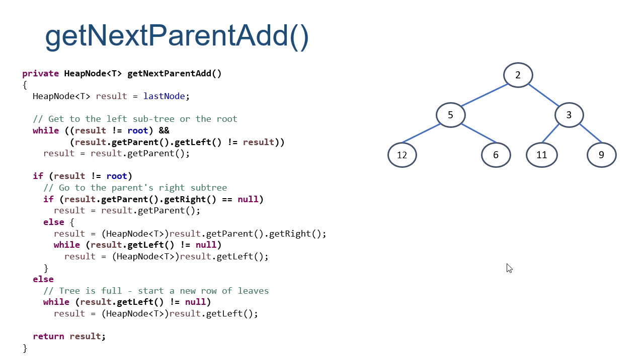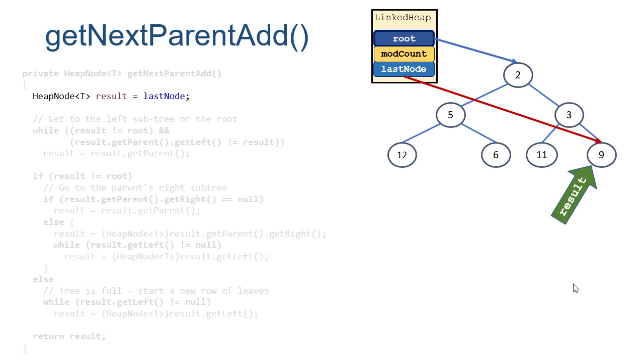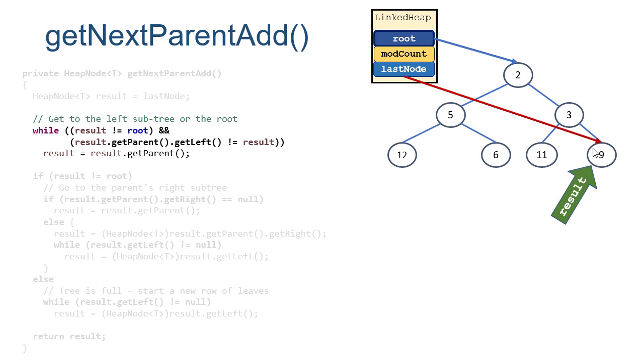So what about a case like this where we have a full tree? We would need to create a new level, so this will be the parent, and we'll add the new node as a left child here. So this is the node we want to return. Again, we always start at the last node and set our result to that last node. Then here, the result is not the root. However, in this case, this is not the left child. The result is the right child of its parent.